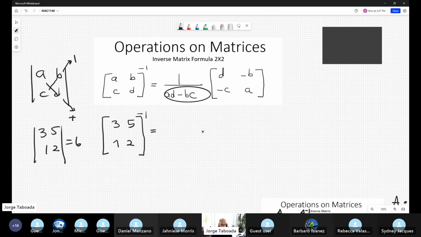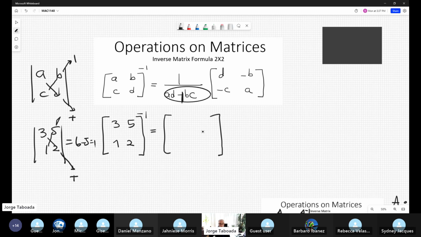This is 6, 3 times 2 is 6, minus 1 times 5. It is 1. Now this is 1, and 1 divided by 1 is 1, invisible. So the only thing I need to do is divide by 1, but if it's not 1, say it's 2. You see in the review packet, I have several examples of this. Maybe it's 5, then 1/5 is the fraction.